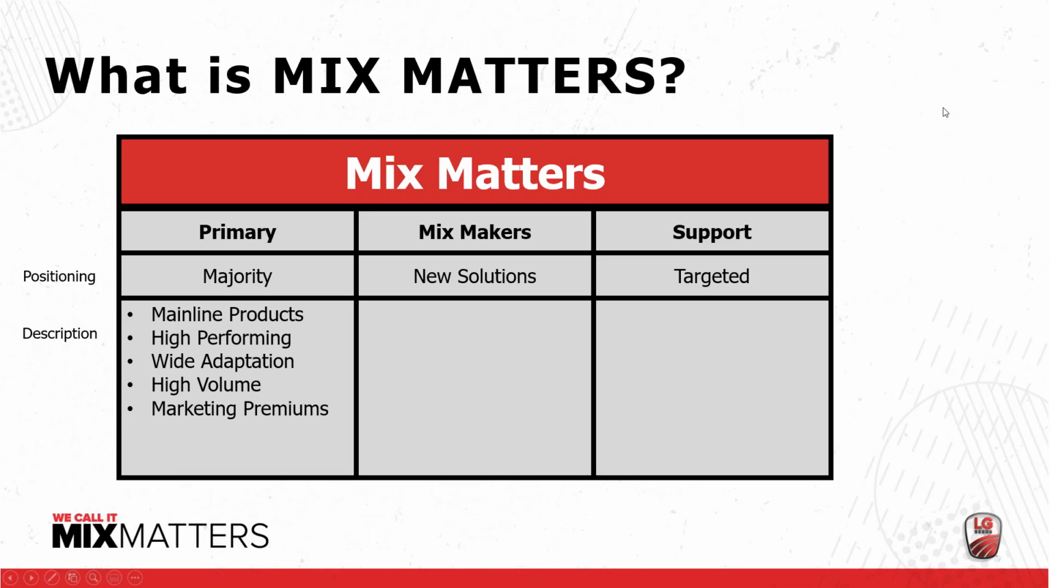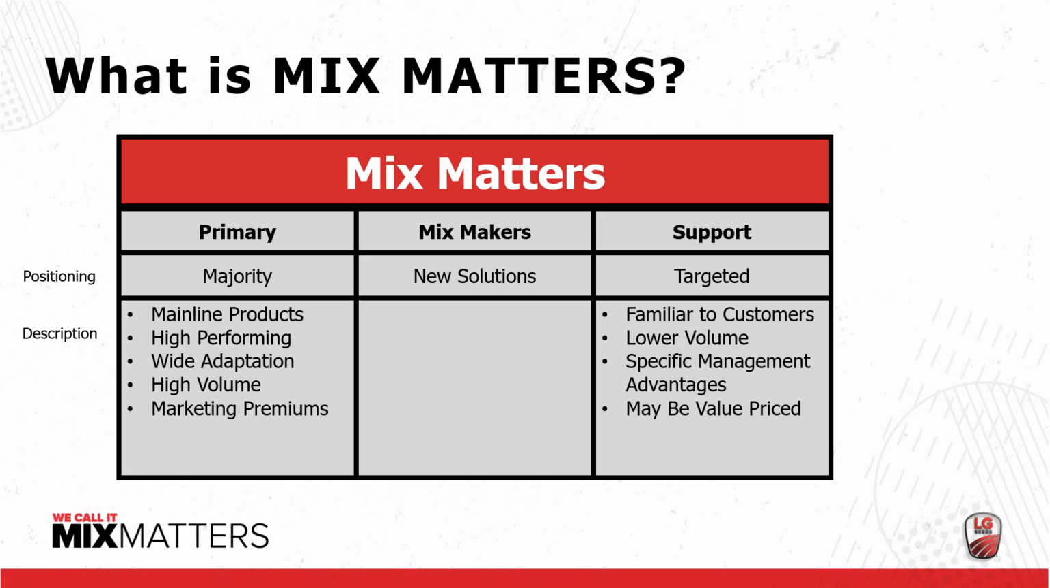So when we look at what any company offers in a portfolio, kind of the big picture, it'd be fair to say that everybody has got primary products they sell the majority of, they position the majority of the time. They're their mainline products, they're high performing, they usually are in a wider area of adaptation, they're usually at a high volume, and usually they come in with a marketing premium. But they're the products that are known for that company, and of course LG Seeds has that as well. And that will continue moving forward.